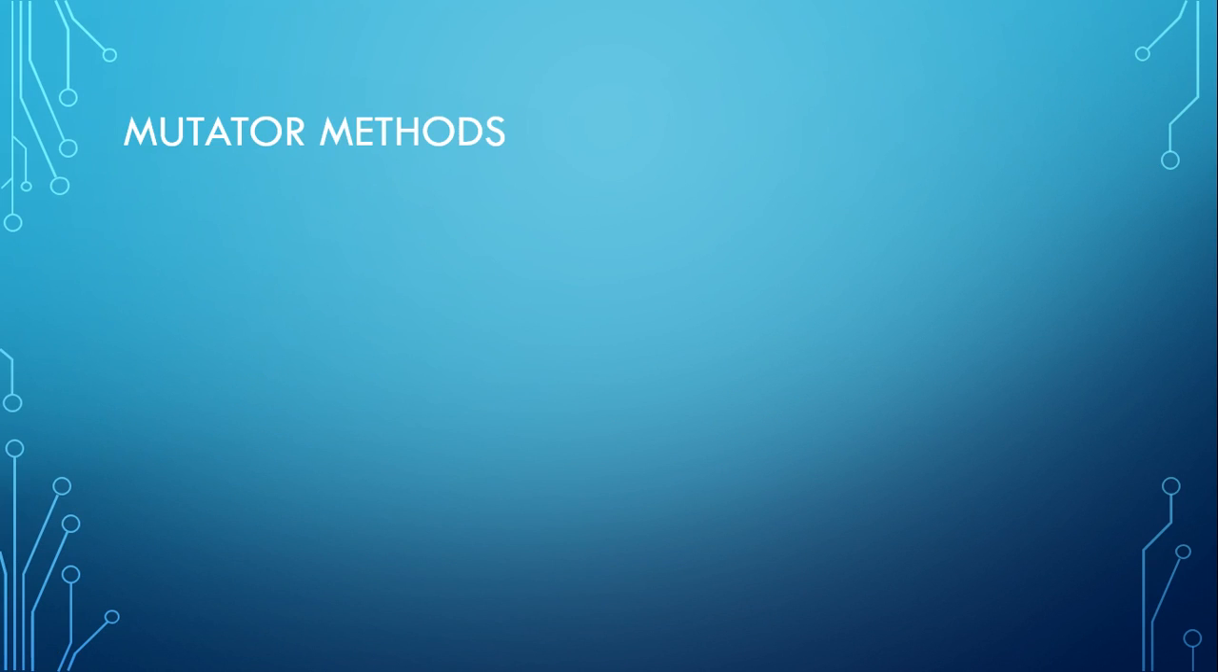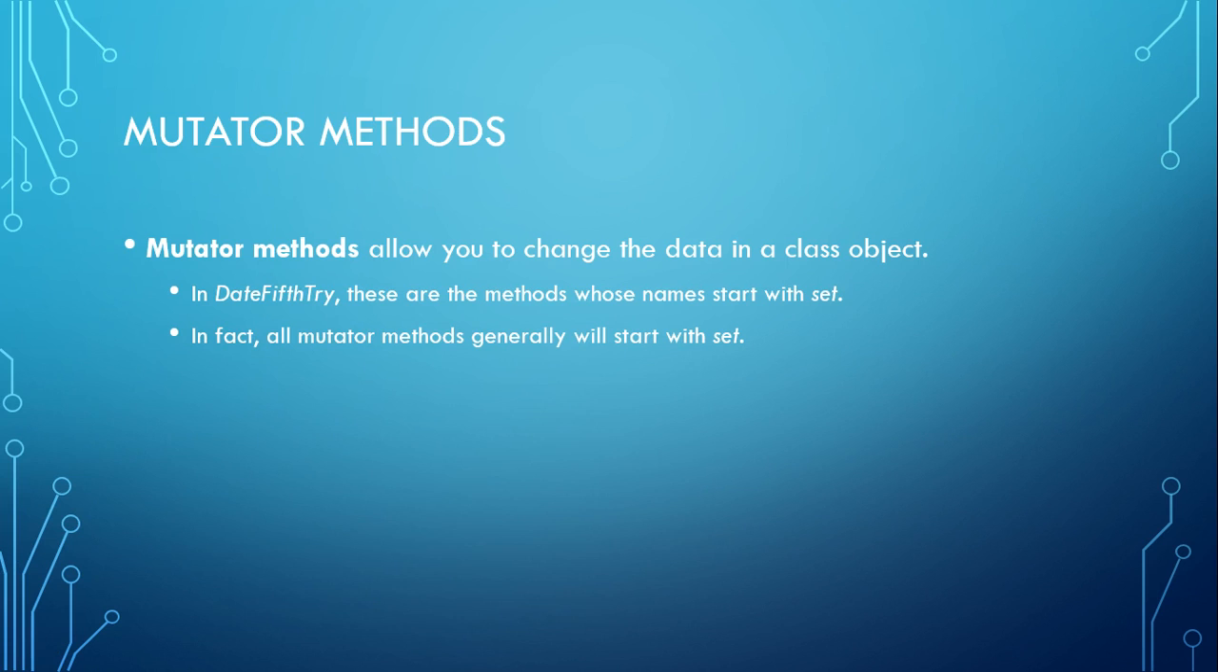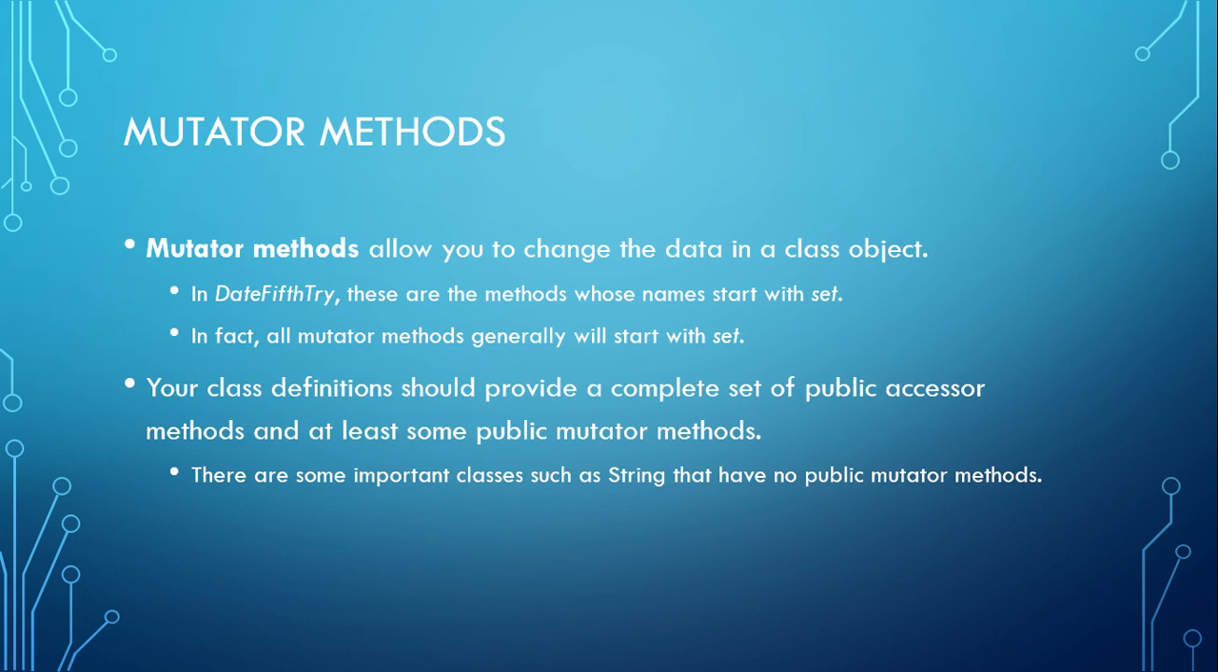All right, now let's talk about the companion mutator methods. Mutator methods allow you to change the data in a class object. In DateFifthTry, these are all the methods whose name starts with set, for example setDate, setMonth, setDay, setYear. In fact, all the mutator methods generally start with set. When you write your own programs, your accessor methods will be get and your mutator methods will be set. It's just a common convention to help you know which one is which and what their role is.